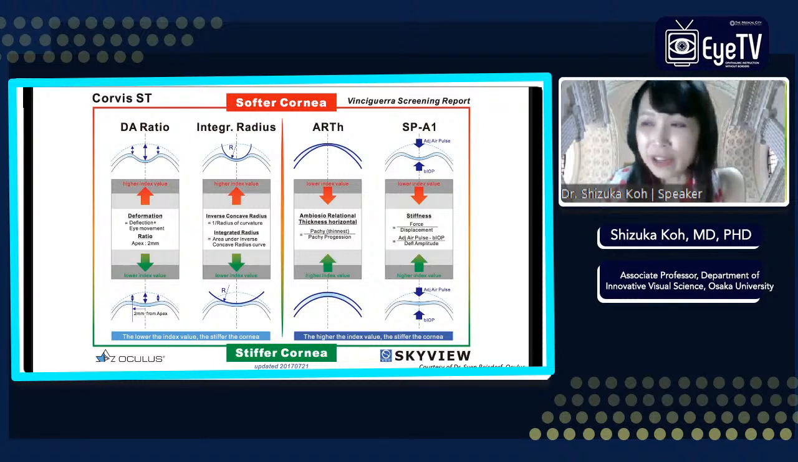So except for ARTh, Ambrosio relational thickness horizontal, the other 3 parameters are purely biomechanical parameters. We will focus on these 3.